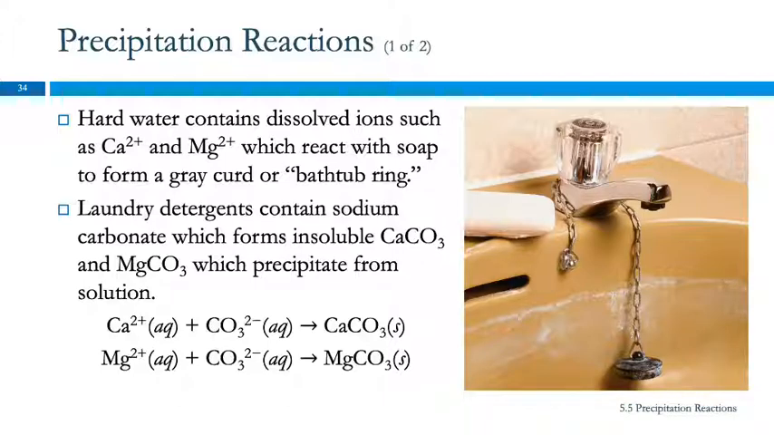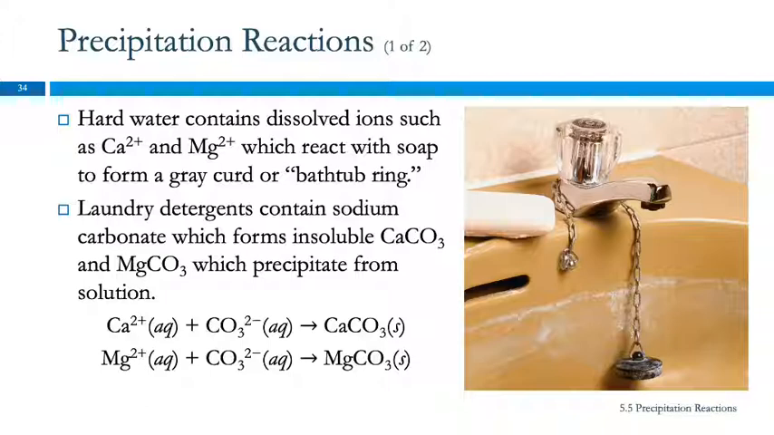So hard water contains dissolved ions. The harder the water, the more ions there are. And calcium and magnesium are the ones that typically cause the most problems. They form this gray curd or soap scum or bathtub ring around the bathtub. And that's because of their reaction with the components of soap.